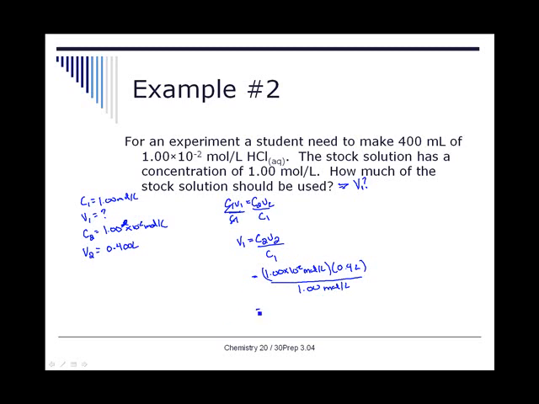We get 0.004, and our moles per liter cancel, so our answer is going to be in liters, which is good because we're looking for our volume. When we convert that back to milliliters, we move our decimal 3 spots, 1, 2, 3 spots, so that our initial volume is 4.00 milliliters of our stock solution.